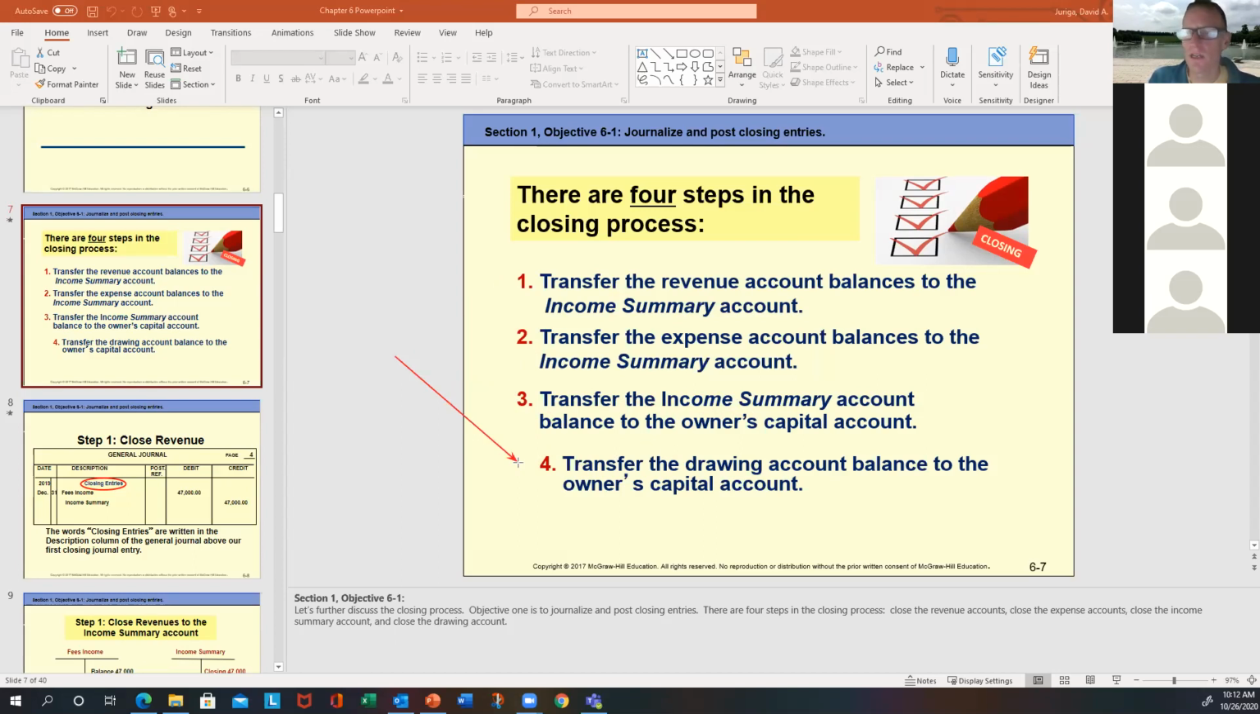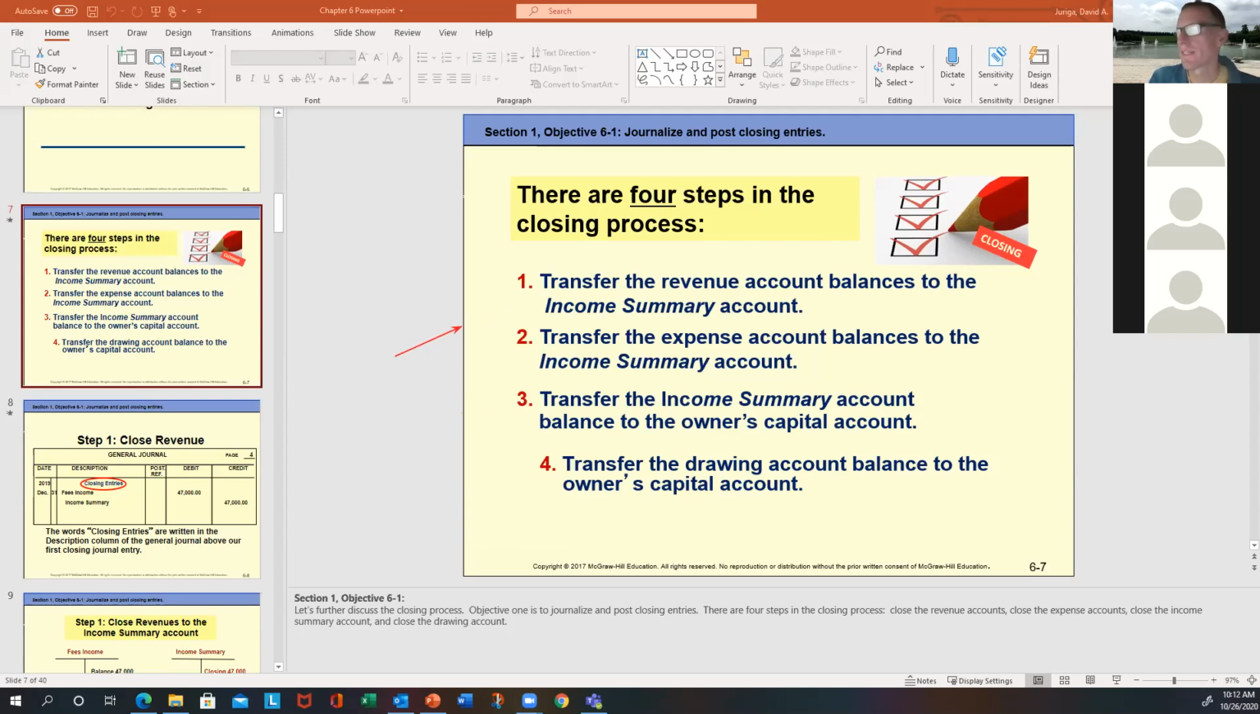For the first examples I'll show you today, we're going to follow this approach, and later on we'll talk about other ways you could do this. Businesses don't always do it exactly like this, but the outcome is always the same. The objective is always the same: we're going to take these temporary accounts and put everything into the capital account.